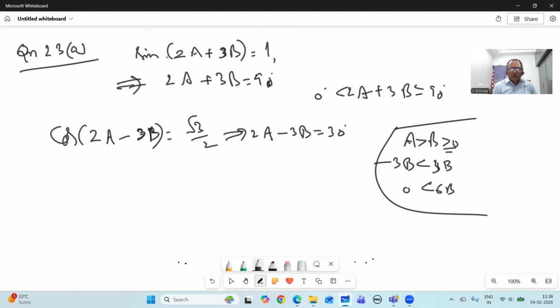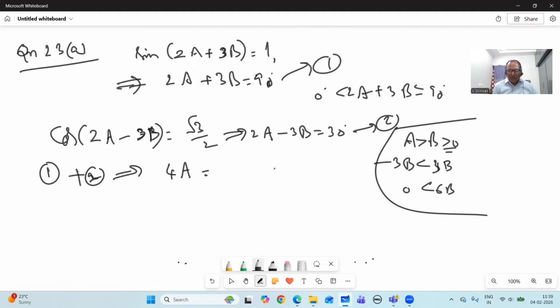So this condition gives you 2a plus 3b is 90 degrees. And this condition gives you 2a minus 3b is 30 degrees. Call this first equation, call this second equation. Now, if you add first and second equations, what do you get? Plus 3b and minus 3b cancel out. 2a plus 2a is 4a is equal to 90 plus 30, 120 degrees. So this gives you a is 30 degrees.